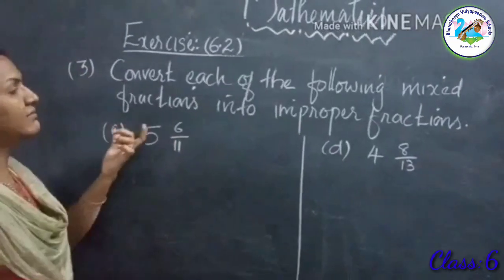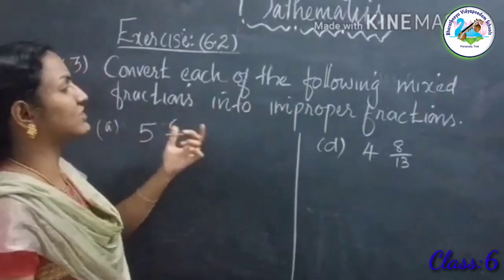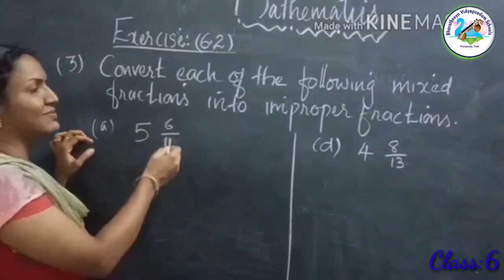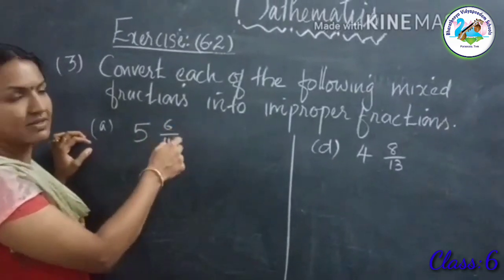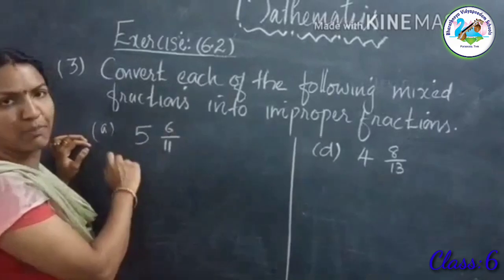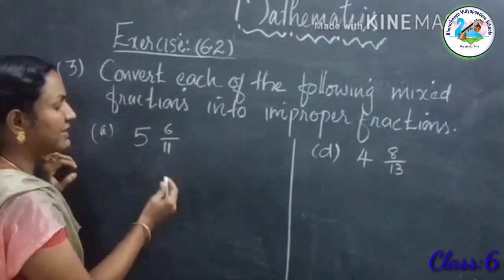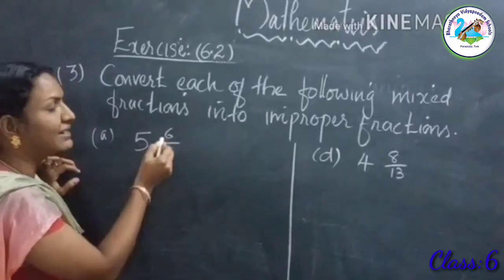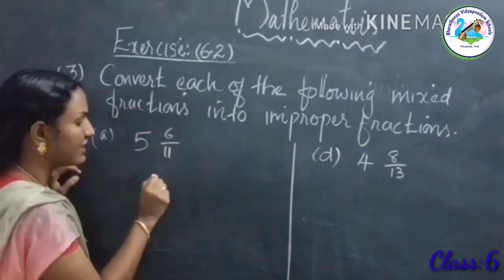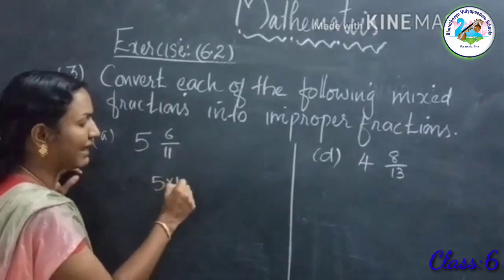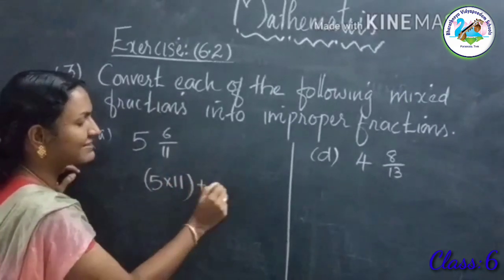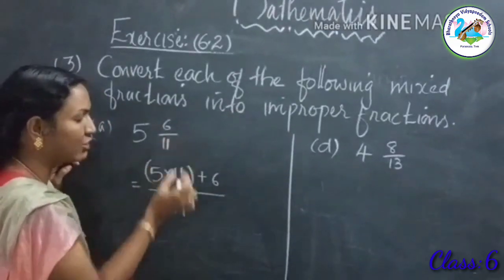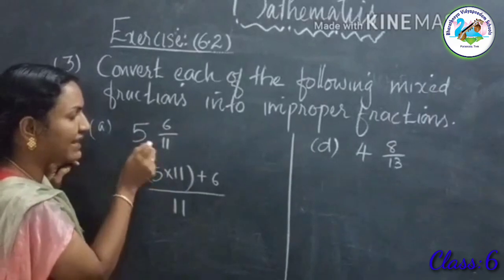Question number 3. Convert each of the following mixed fractions into improper fractions. First option A, 5 6 by 11. It's a mixed fraction. Okay, so convert this mixed fraction into an improper fraction. The method is first multiplying the 5 by 11. Then add 6 to the answer. 5 into 11 plus 6 divided by 11. The denominator is 11. You multiply 5 by 11.